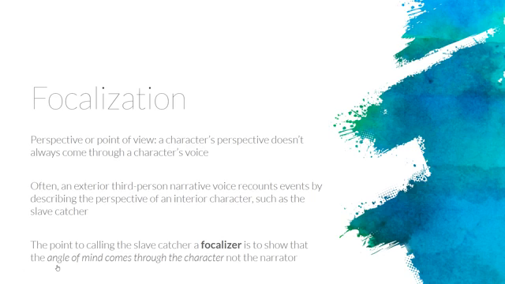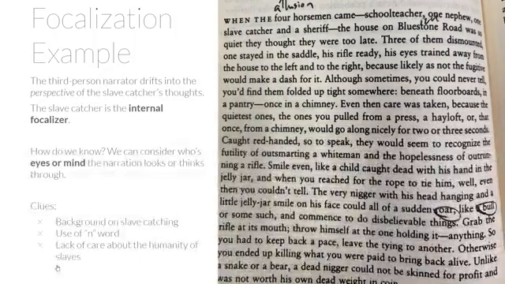So often an exterior third-person narrative voice recounts events by describing the perspective of an interior character. We see this with the slave catcher, we see this with schoolteacher, that they are telling the story about Sethe, but it's still being told as if it's an omniscient narrator, and yet we are seeing a limited view from their point of view. The point of calling the slave catcher a focalizer is to show that the angle of mind comes through the character, not the narrator. So you guys are going to want to learn this idea of focalization and who is the focalizer. Here is an example.